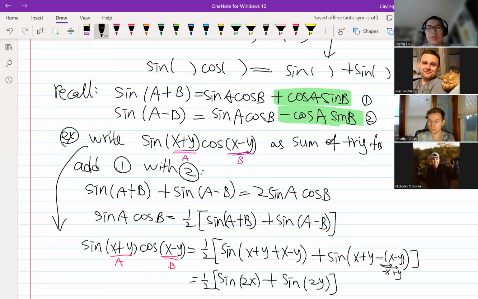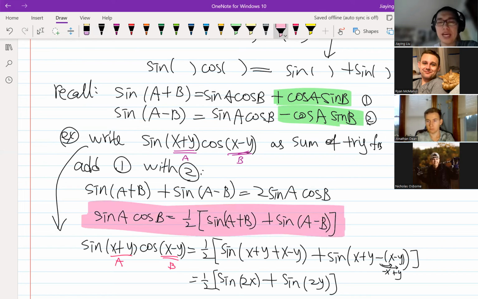Any questions on this? Again, if you want, you can choose to memorize this one, but I personally don't recommend it. I would say just always memorize those basic ones, the sum and the difference of angle formulas, because that's where this new formula comes from. It's coming from adding those two formulas or subtracting them.